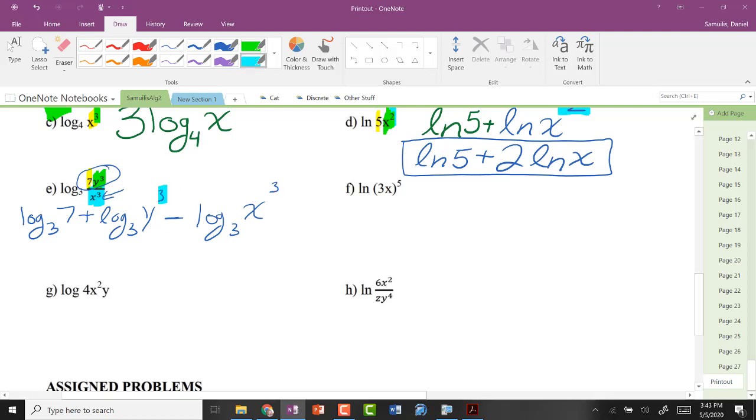So now these exponents need to drop to the front. So my completely expanded version is log base 3 of 7 plus 3 log base 3 of y minus 3 log base 3 of x.